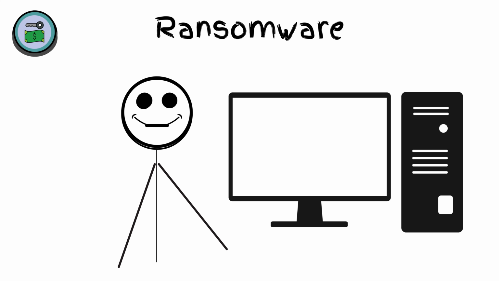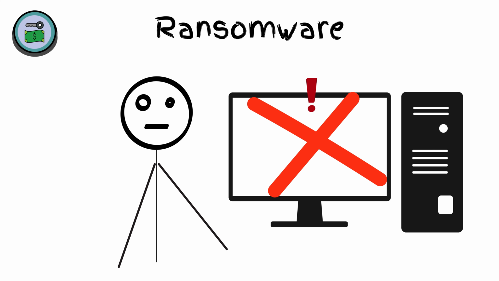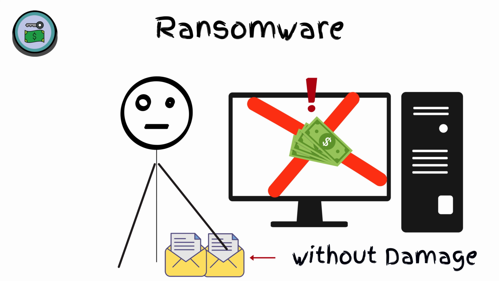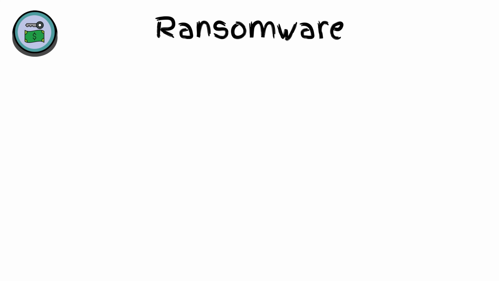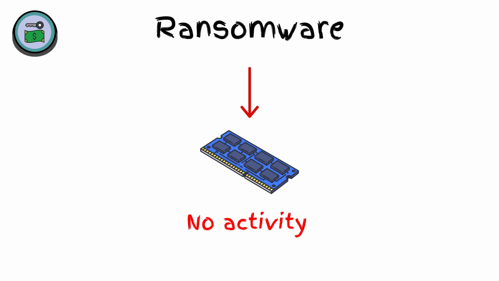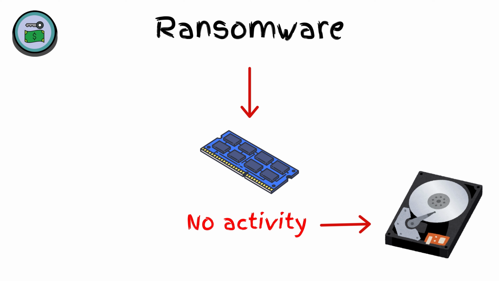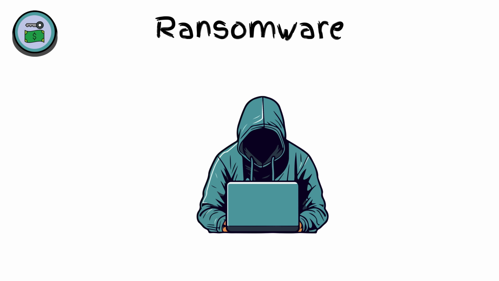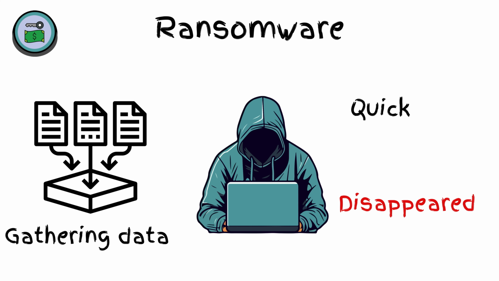Ransomware is malware that blocks access to a victim's data and computer until a ransom is paid. Some simple forms may lock the system without damaging files, while more advanced versions use a technique called cryptovirology. This type of ransomware exists only in the computer's memory and does not save any part of its activity to the hard drive, making it harder to detect. Hackers often use it for quick operations, such as gathering data, since it can disappear once the computer is rebooted.